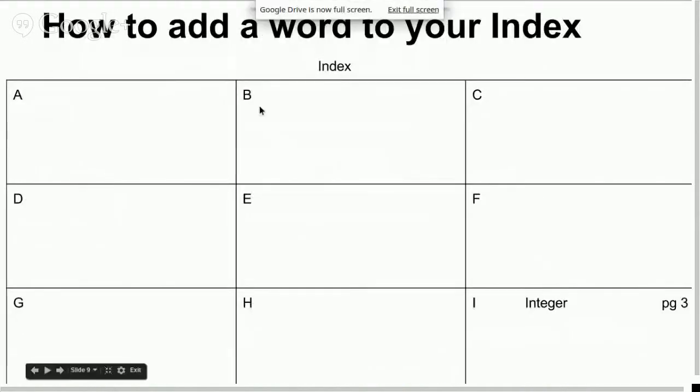Next thing I need you to do, you need to add it to your index. So turn to the very back of your notebook, turn to the page with A, B, C, D, E, F, G, H, and I on it. You need to find the letter I, write the word integer, and page 3, since you defined it on page 3. Write it kind of small, because we might have 10 to 20 I words, I don't know, and put it in there. All right.